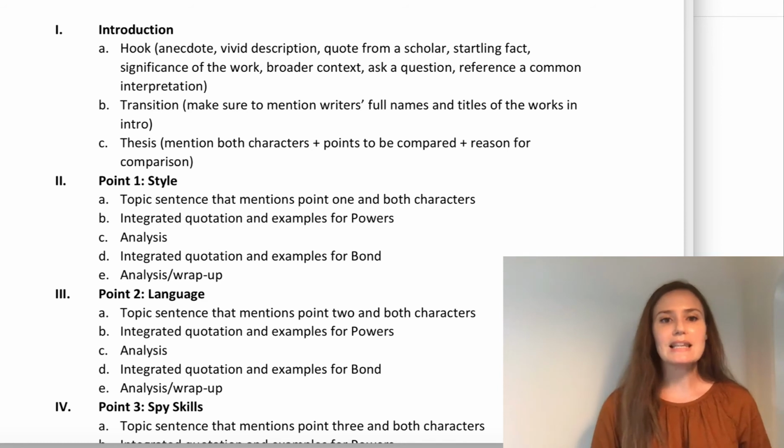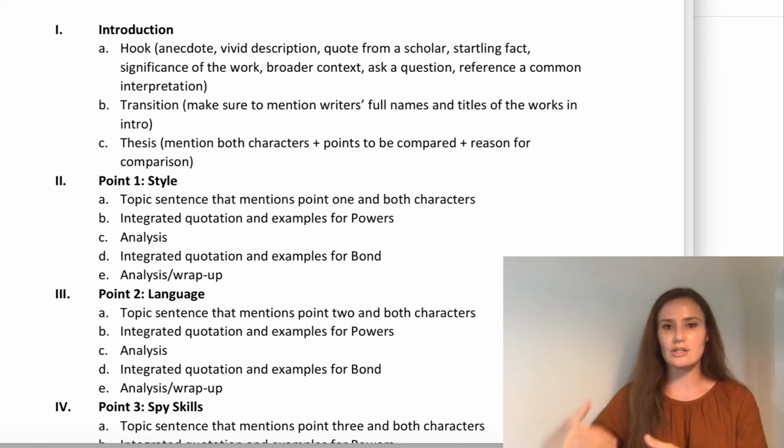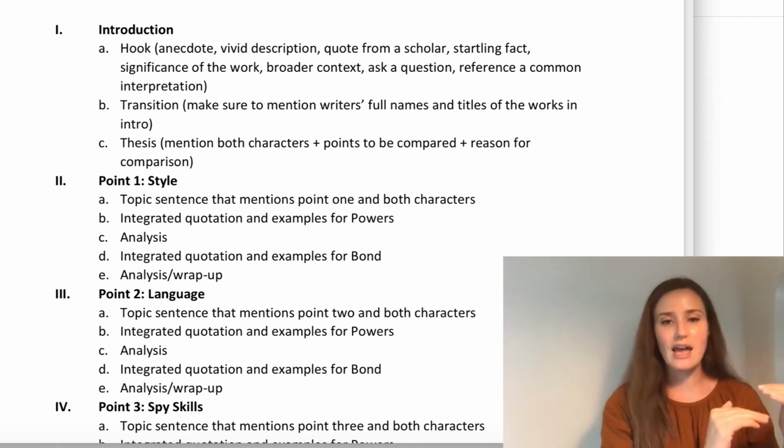Maybe my second point's language, right? Yes, they both speak English, but in very different ways. So I'd have a topic sentence that mentions point 2 and both characters. A quote for Powers and analysis, a quote for Bond and analysis of both characters.